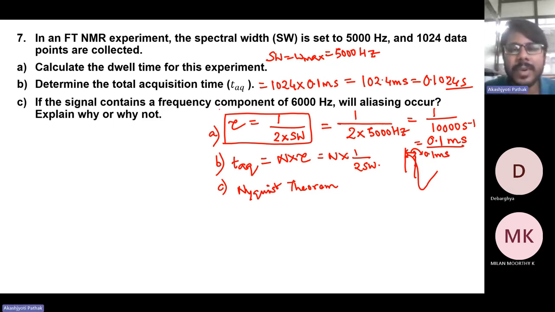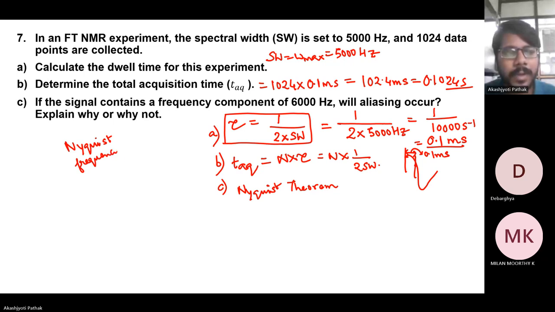Now, if this signal contains a frequency component of 6000 hertz, will aliasing occur? Explain why or why not. You have to calculate the Nyquist frequency to understand if there will be aliasing. Okay. So how will you calculate the Nyquist frequency? The Nyquist frequency is half the sampling rate.